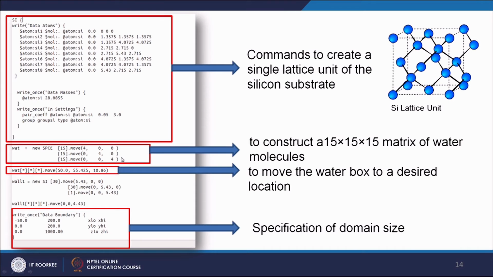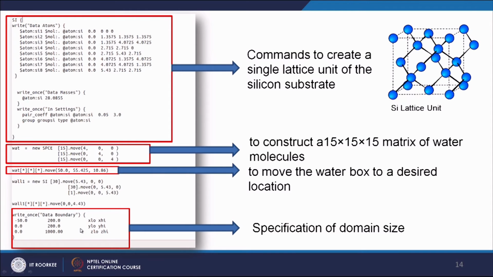Then we have moved the water box to a desired position to place it over the silicon substrate at some location. These are optional, so you can give any value there. And then we have set the domain size. You can see the domain size is from -50 to 200 for the x direction, 0 to 200 for the y direction, and for the z direction, because we have to see the droplet dynamics and it will be very high, it will be 0 to 1000.